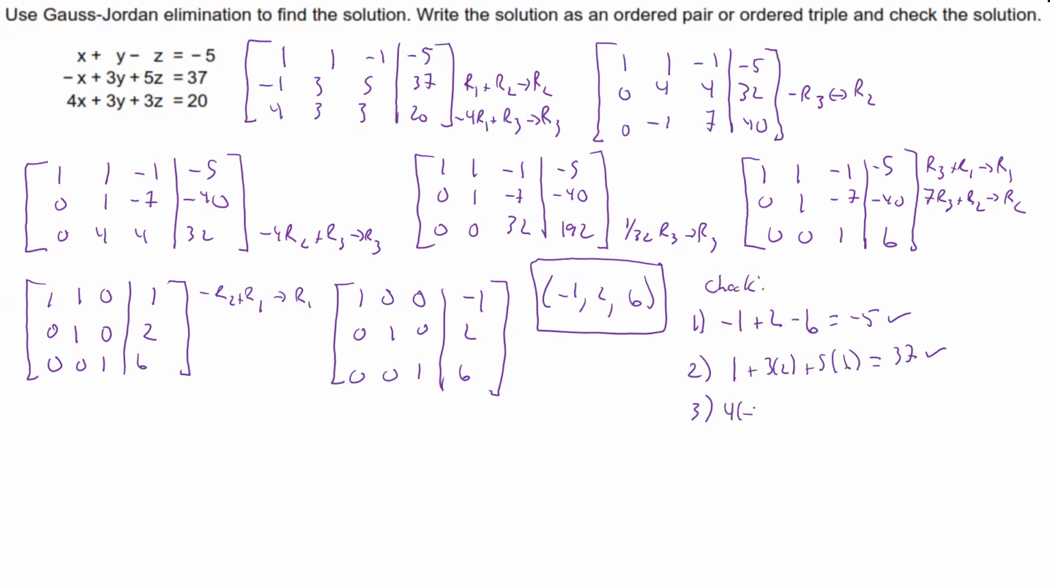Here I have 4 times negative 1 plus 3 times 2 plus 3 times 6. And so that's going to be what? 18 and then 24. So it's going to be 20. So that's what it's supposed to be equal. So that works. So that means that is my solution to this problem.